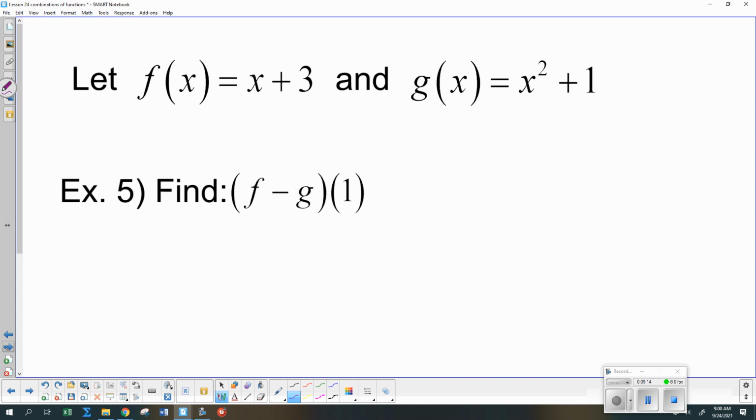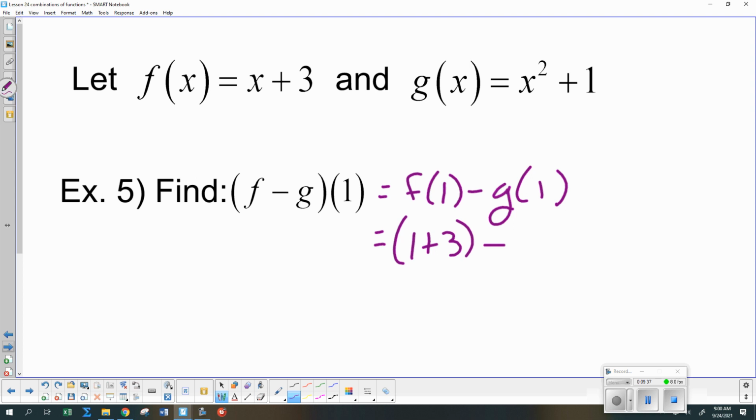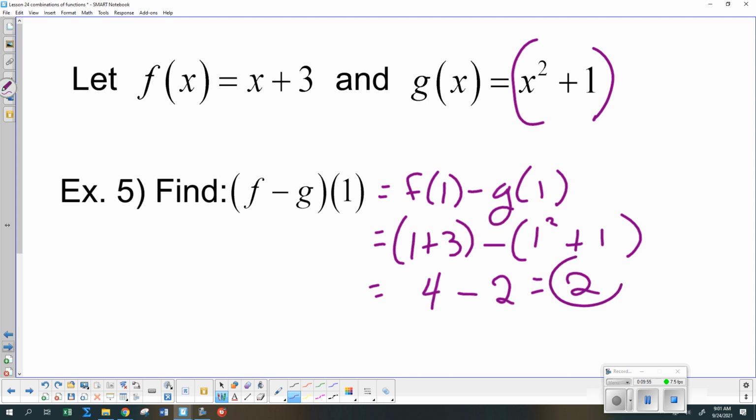Okay, we'll do a subtraction one, and then we'll start doing our compositions. So this one says, oh, just find f minus g of 1. So I could simply plug in f of 1 minus g of 1. So f of 1 is going to be 1 plus 3 minus, got to make sure I subtract this whole thing. So I'm going to put my parentheses there, 1 squared plus 1. So I'm looking at 4 minus 2, which is 2.